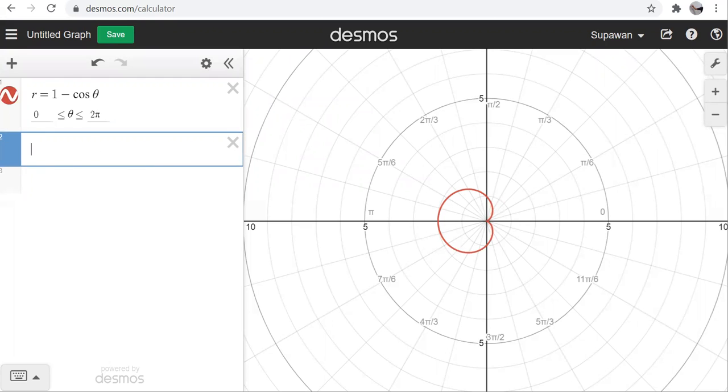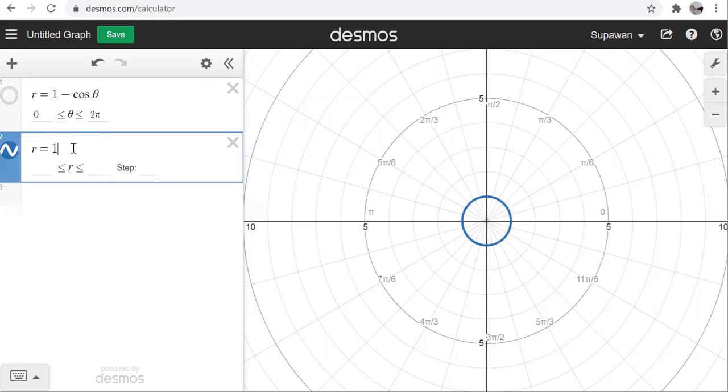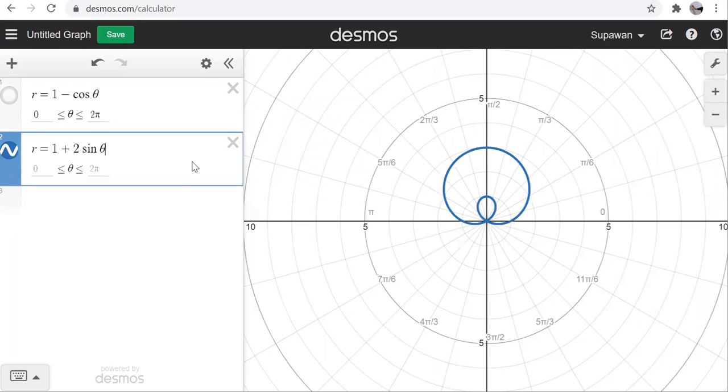Next, part B, we're going to plot the graph of r equals 1 plus 2 times sine theta. So let's omit the first one and type in the second one. r equals 1 plus 2 times sine theta. And the graph is, now we can see it has symmetry about the y-axis.